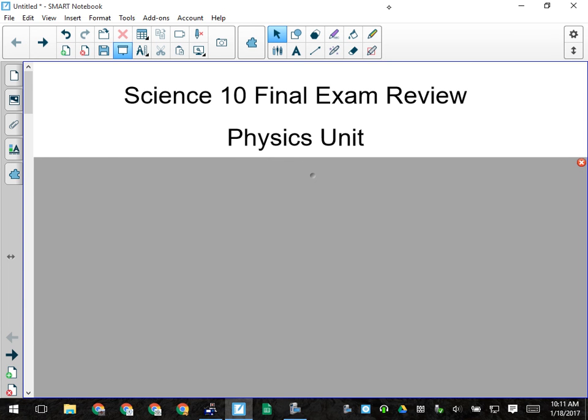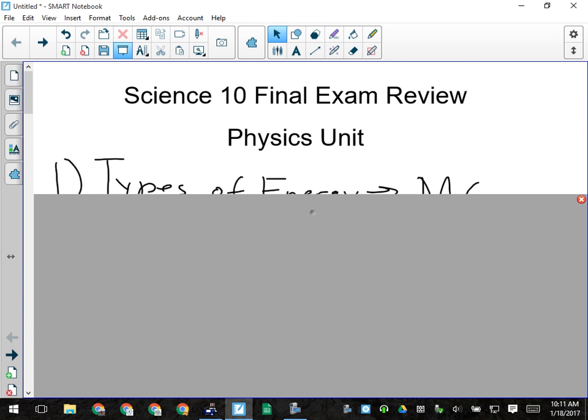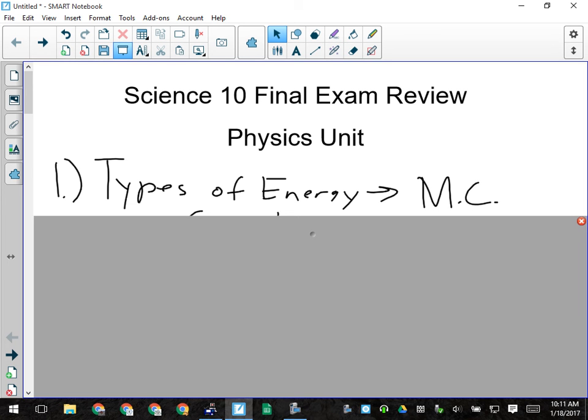Okay, so physics unit, first thing we talked about was types of energy, right? So that's mostly going to be in the multiple choice. The types of energy that we covered: chemical energy, nuclear energy, solar energy, electrical energy. We just went over the types. We looked at a few examples of technology that use or make those types.